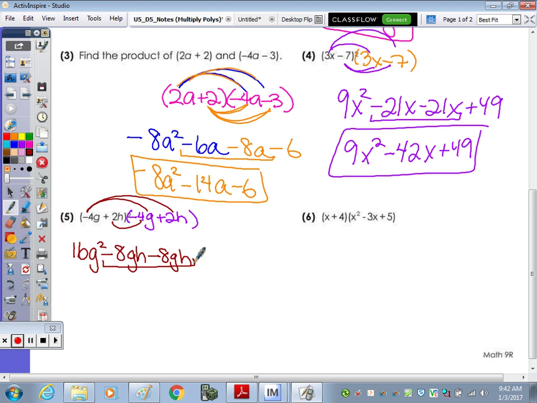And as I mentioned, those two terms will always be the same. And then last, positive 2 times positive 2 is positive 4, and then h squared. So combining the two middle terms would be 16g squared minus 16gh plus 4h squared.